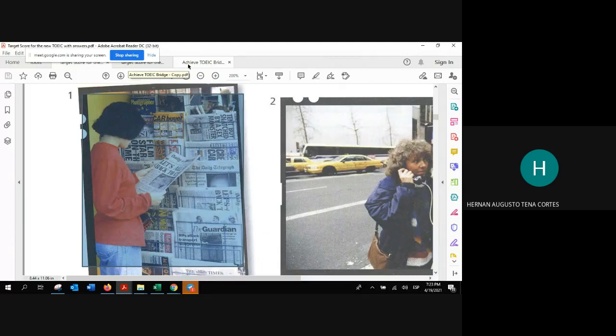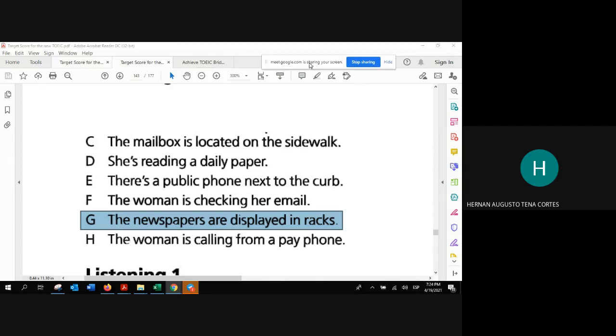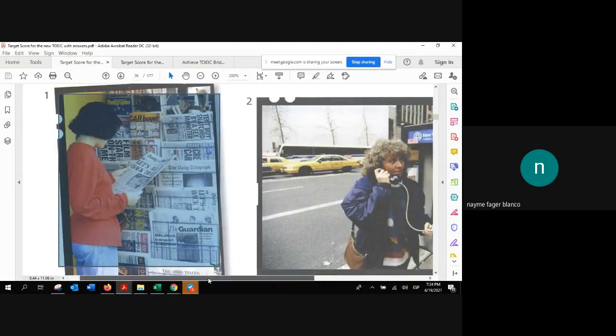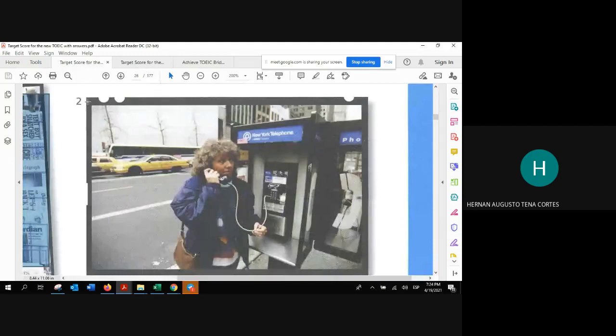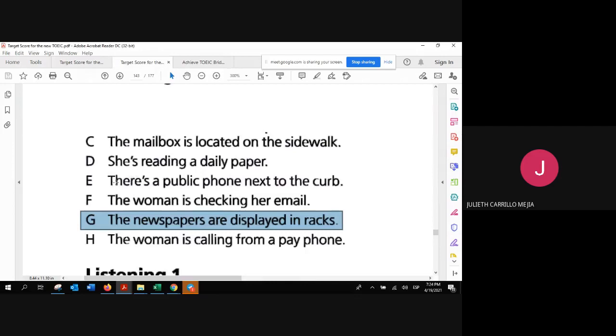Number 1 is D and G. What is D? D says she's reading a daily newspaper. And G is the newspapers are displayed in the racks. So number 1 is D and G. Let's take a look at the second one, please, at the second picture. Picture number 2. E and H. Okay, Sí, very good. E and H.